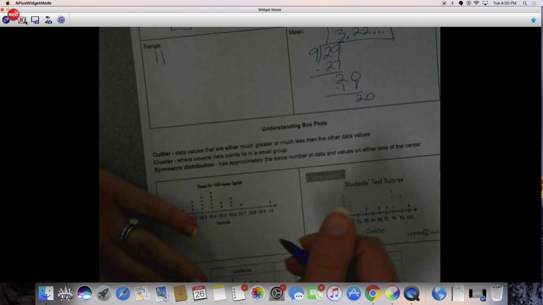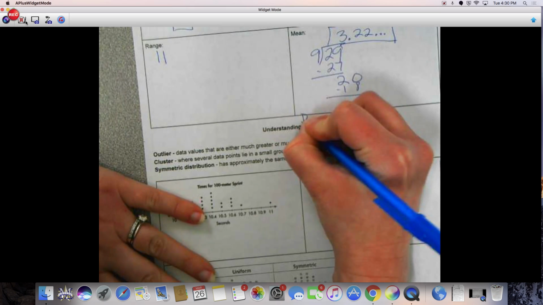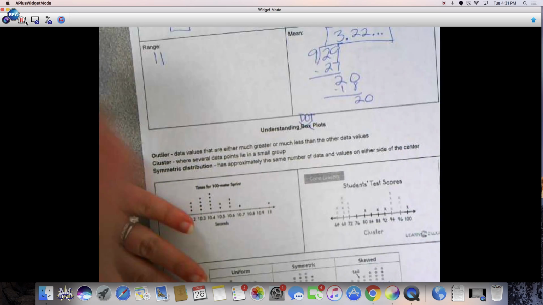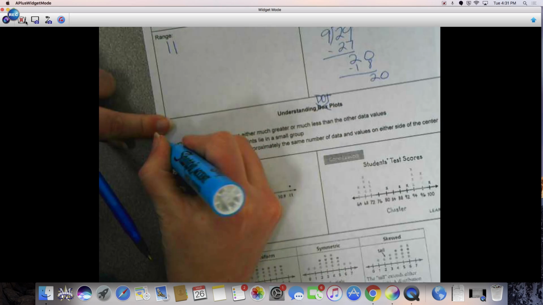All right, so the first thing I need you guys to do is actually cross off right here in the title and change that to dot plots. We're learning box plots tomorrow, but today we're starting with dot plots, and we're going to be talking about three different characteristics. The first one we're going to be talking about is outliers.